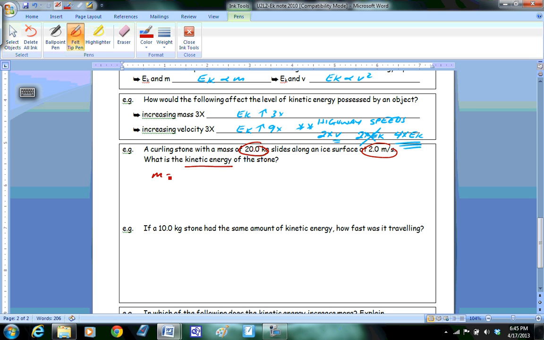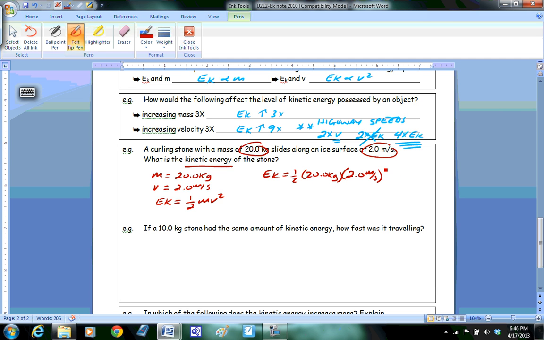I've got my mass, which is 20 kilograms. I have my velocity or speed, which is 2 meters per second. And I want to know the kinetic energy. The kinetic energy is equal to 1/2 the mass times the speed squared. So we're going to plug our values in here. We have 1/2, don't forget about that, 20.0 kilograms times 2.0 meters per second.